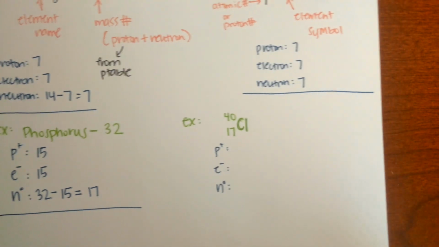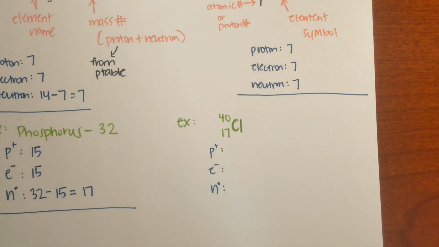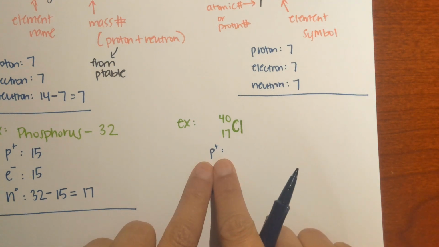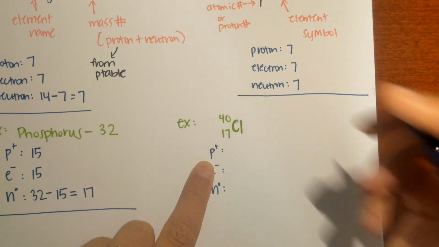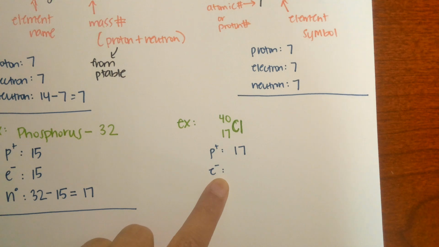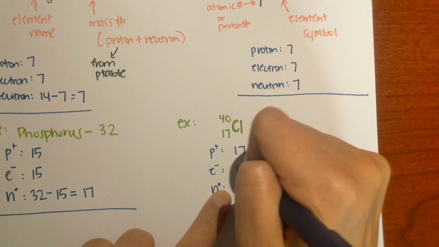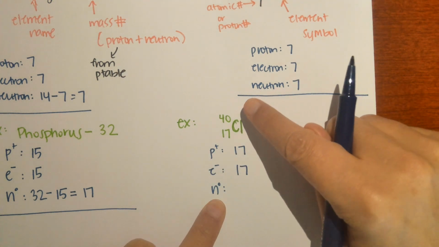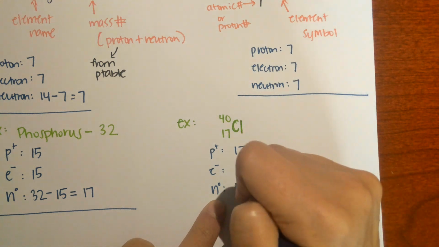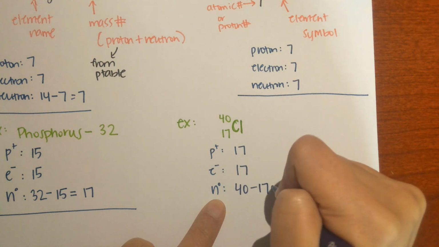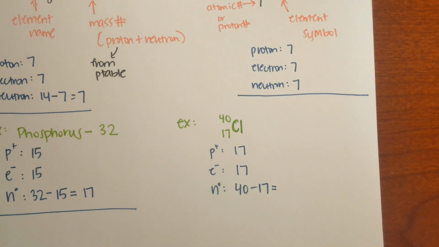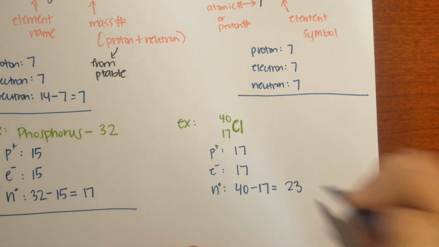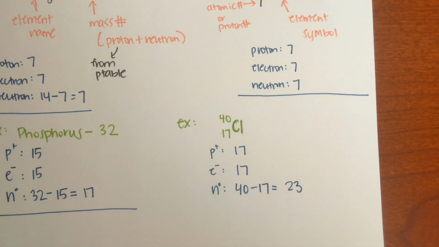And the nice thing is you don't even have to look at your periodic table. So proton, that is my bottom number. Electrons, same thing. Neutrons, top number minus bottom number. But if you still want to check your periodic table for double, triple checking, you are more than welcome to do that. So 40 minus 17, that would be 23. 23 neutrons.